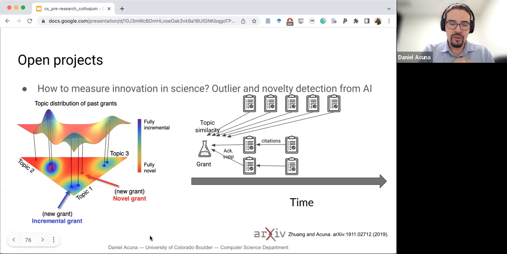More generally, I'm also looking for ways in which we can quantify innovation. If you think about it, scientists are trying to discover new ideas that are novel. So we're trying to use NLP as well, or embeddings, to try to understand the distribution of potential ideas. This is applying outlier detection or novelty detection from AI, but to scientific documents and to text. So I'm also very excited about this line of research.